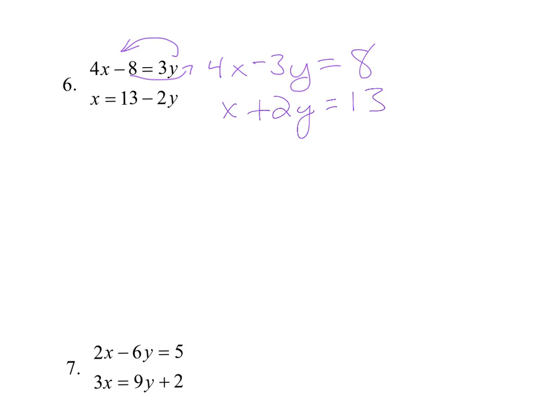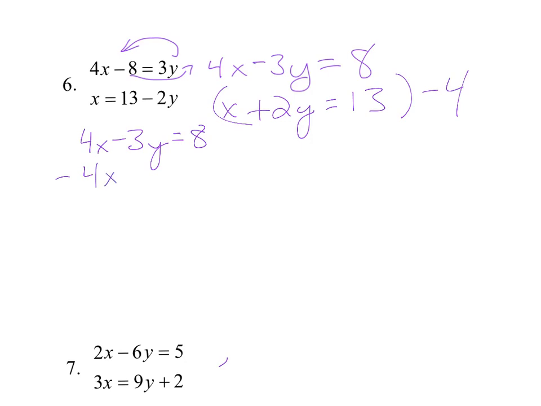All right, now what do I do? I could multiply top by 2 and bottom by 3 and get rid of the y. I could multiply the bottom by negative 4. Well, I like that better. I only have to do one set of multiplication. So I'm going to have 4x minus 3y equals 8. And then I'm going to take this one and multiply by negative 4. Now, it's going to make me a nasty constant at the end, but that's all right.